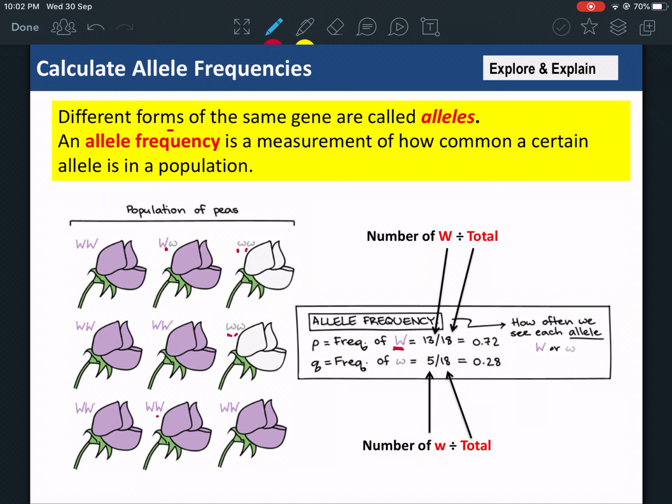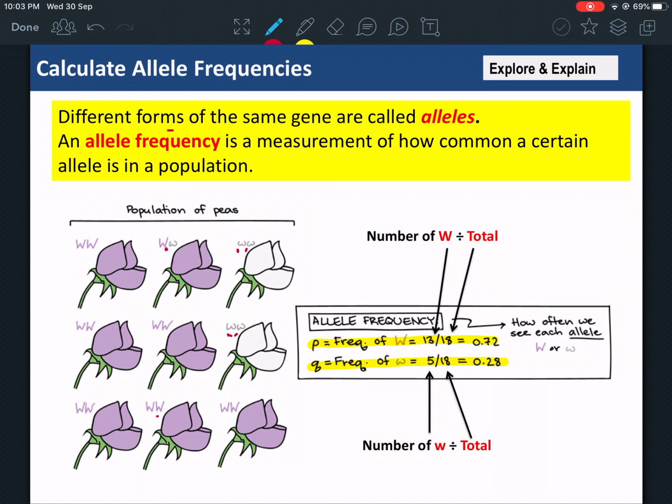Okay, if you use a calculator and you add 0.72 plus 0.28, they will be equal to 1, because this is like the total of everything. But now when we look at this, which has more allele frequency? The big W. Okay, look, the big W has a higher frequency. Okay, the small w has a lower frequency.